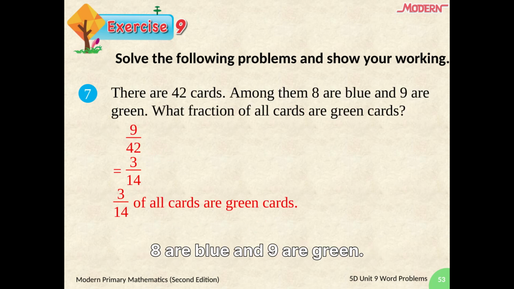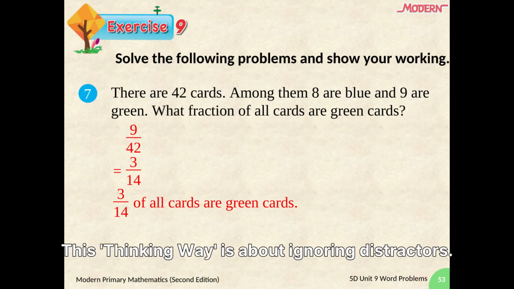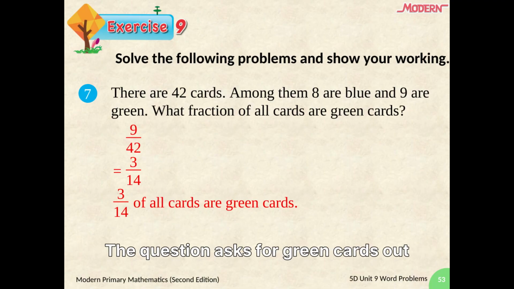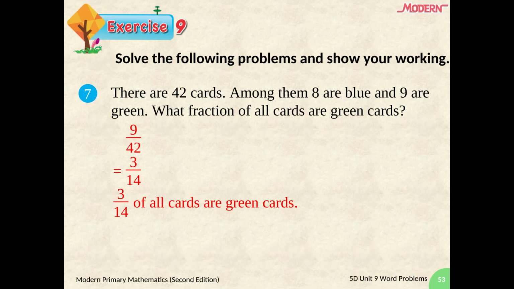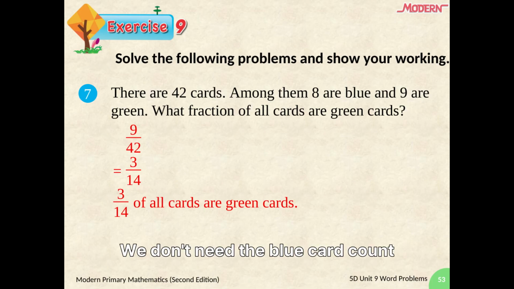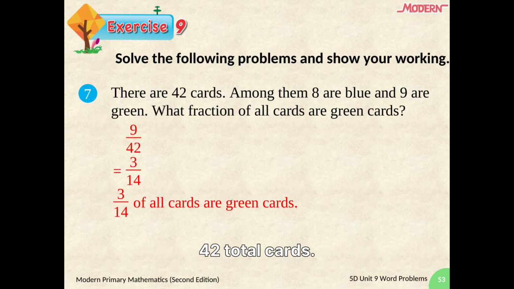On page 53, Exercise 7, we have 42 cards. 8 are blue and 9 are green. What fraction are green? This thinking way is about ignoring distractors. The question asks for green cards out of the total. We don't need the blue card count at all. Our fraction is 9 green cards over 42 total cards.